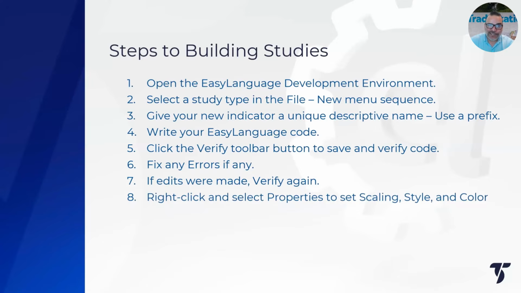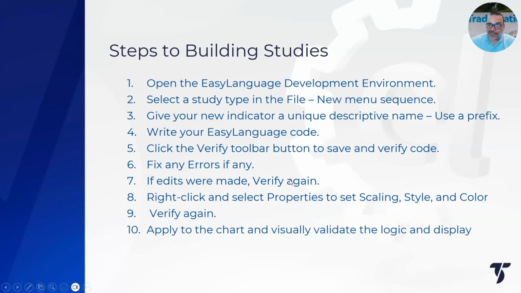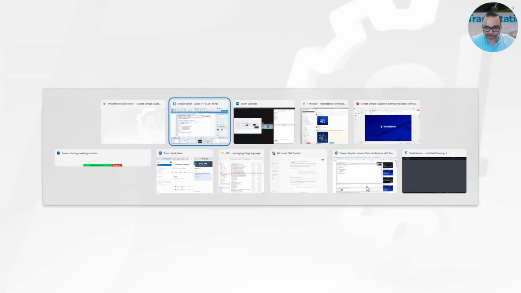Then we go to the properties of the study. Properties are important because you're going to have to tell the study what colors it is going to use, where it is going to plot, whether it is going to be on the candles or on a separate subgraph. There's a lot of things that belong in the properties dialogue of a study, so you have to set those. Once you're finished setting those, you have to verify again. And then it's all a matter of applying that study to the chart just to make sure that it's working as you are expecting. All right, so that's our step-by-step process of creating an indicator.